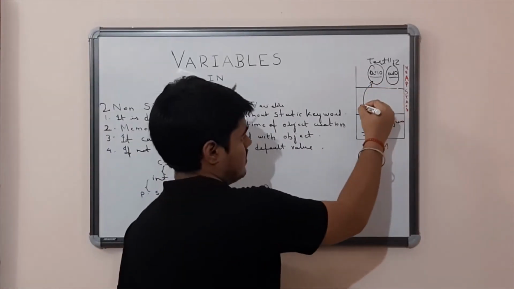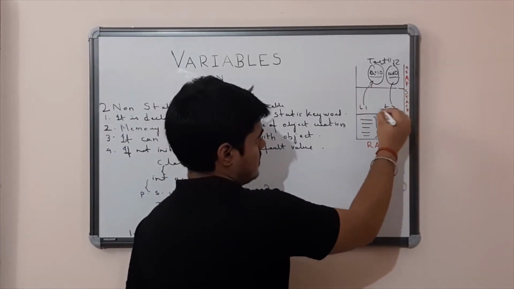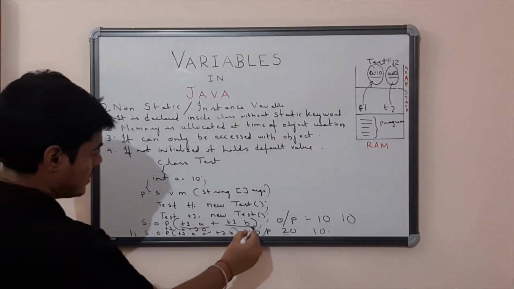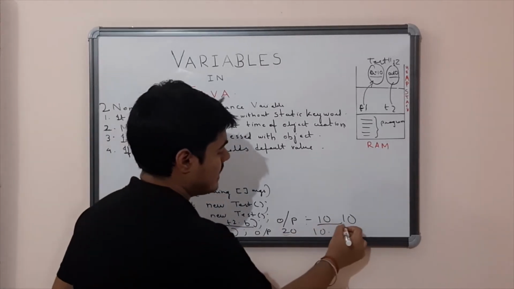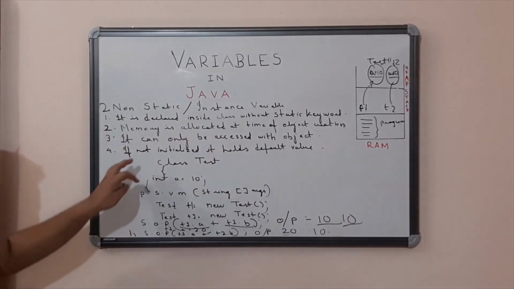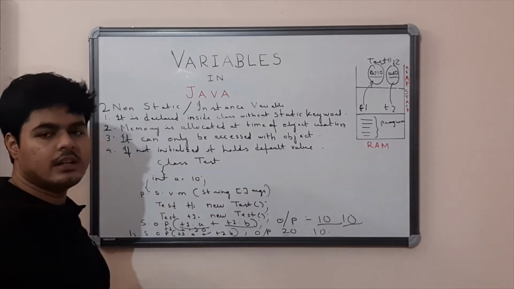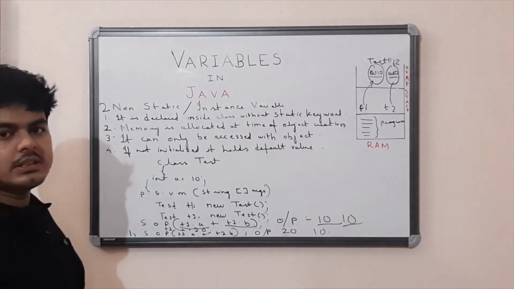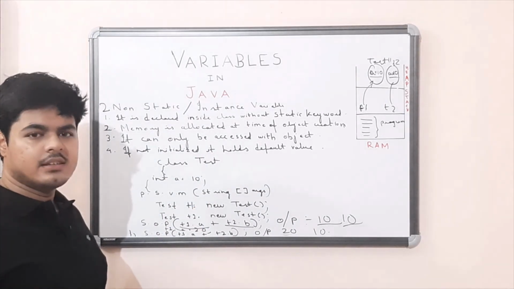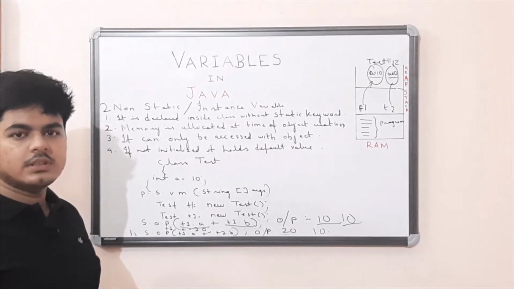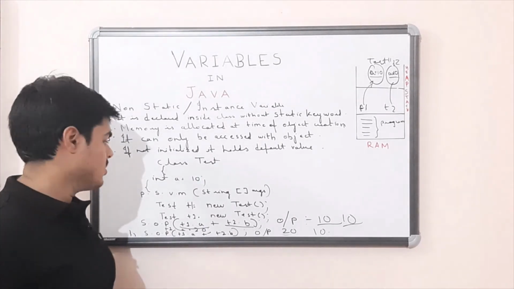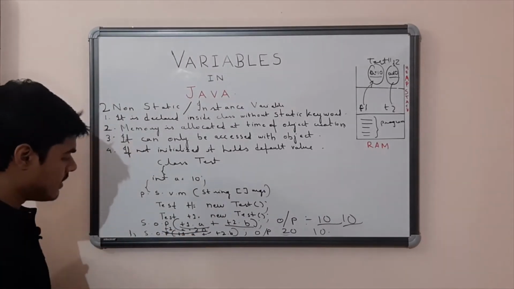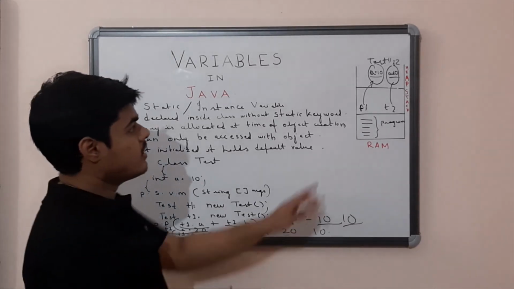Like here we have seen t1 dot a, t2 dot b. Its output will be 10 and 10. Now if not initialized, it holds a default value. Suppose here we have not initialized a and try to print it using t1 or t2 dot a, then it will show the default value of the int data type, that is 0.